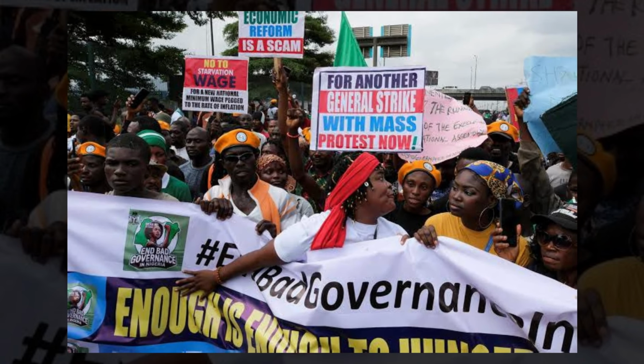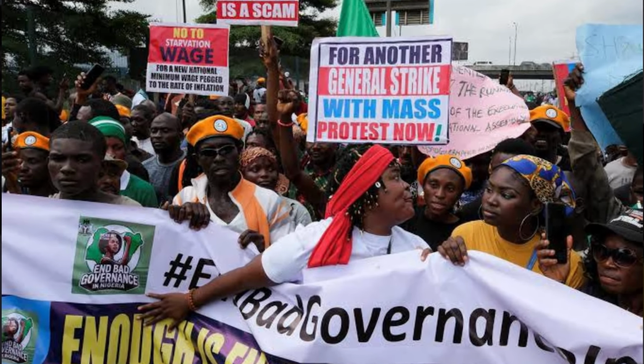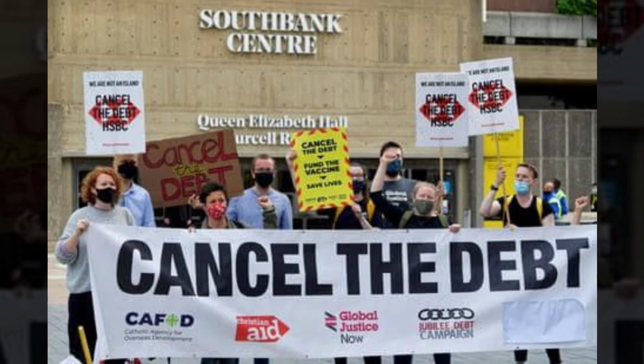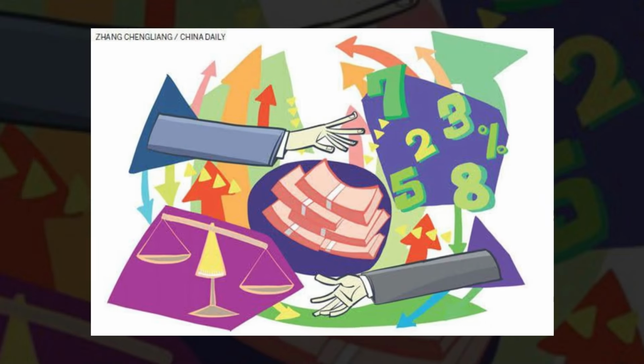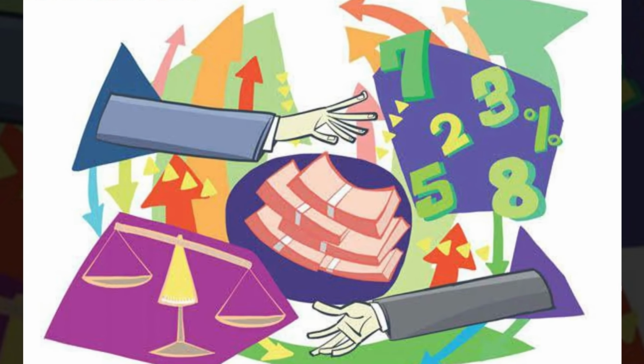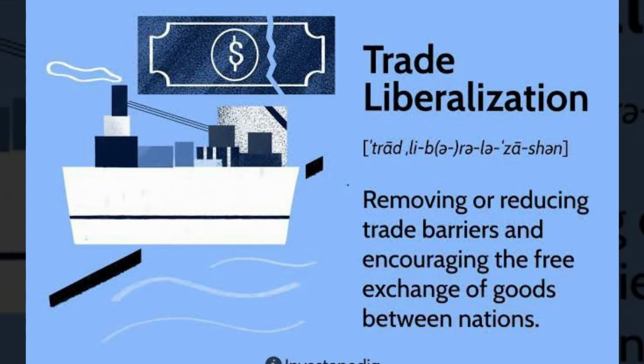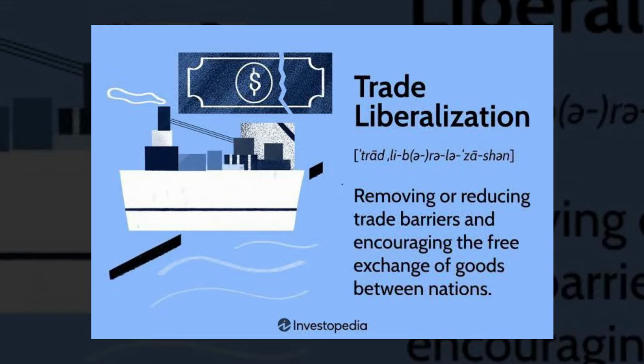For example, Zambia spent more on repaying debt than on health and education combined in the 1990s. Meanwhile, American corporations entered these economies, bought up assets cheaply, and repatriated the profits. It was a new form of economic colonization.